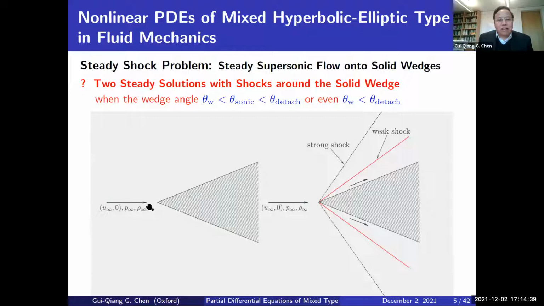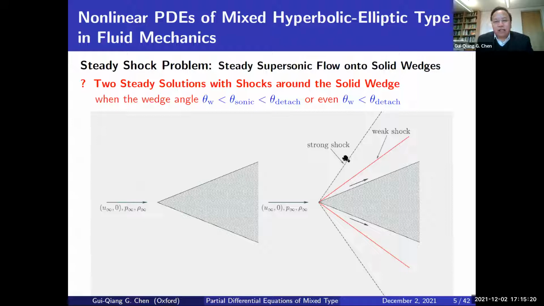When the supersonic flow reaches the wedge corner, it turns out you can prove that there are two solutions containing two different kinds of oblique plane shock wave. One is called a strong shock, the other a weak shock. There are two solutions. Both solutions satisfy the equation in the sense of distribution and satisfy all physical principles, including the entropy condition consistent with the second law of thermodynamics.